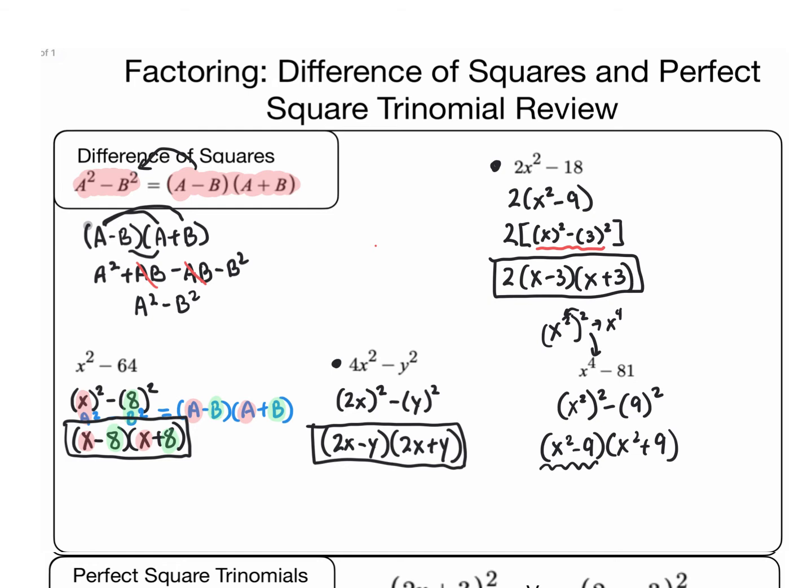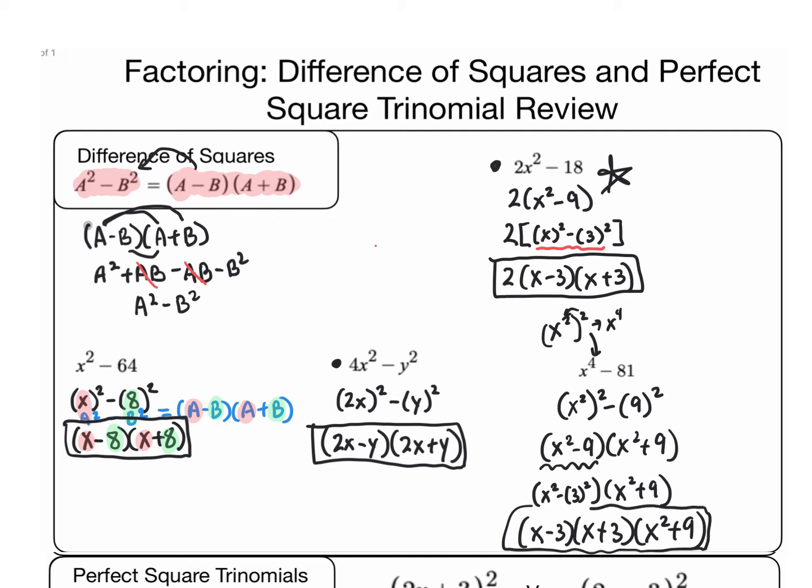So we can do that again. As we saw earlier, that x squared minus 9 is going to break down into x squared minus 3 squared. This other factor has a plus sign, so we can't do anything with it. It has to be a difference. So we would have x minus 3, x plus 3, and then x squared plus 9, and now we have it all the way factored out. Okay, so that's just a quick overview and review of the difference of squares.